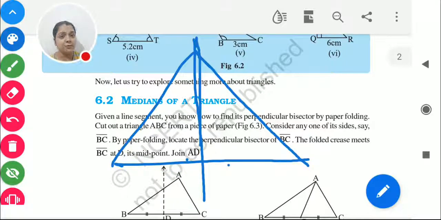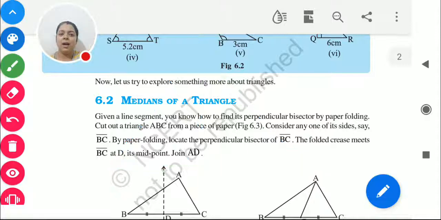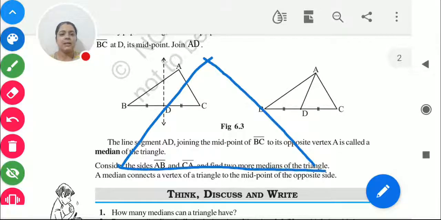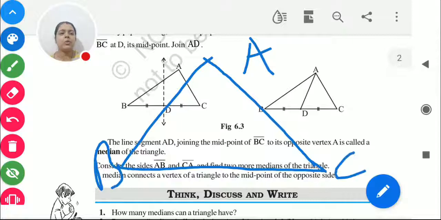Okay, I'll give you one more example. Here there are two lines. One line is the perpendicular line. The second line, which I said may be very special, is this. This is BC, in triangle ABC. What you need to do is find the midpoint of BC.